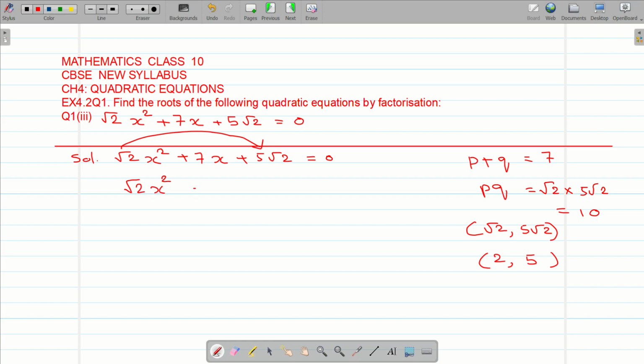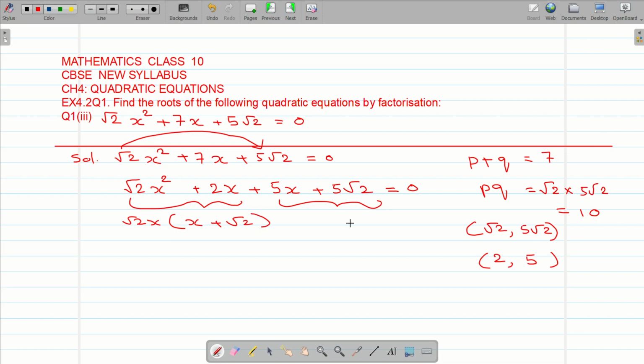Root 2 x squared plus 2x plus 5x plus 5 root 2 is equal to 0. Now from the first two and the last two, from the first two, the highest common factor is root 2 x, into x plus root 2. Now the next bracket should be x plus root 2. For that I have to take plus 5 as common factor.